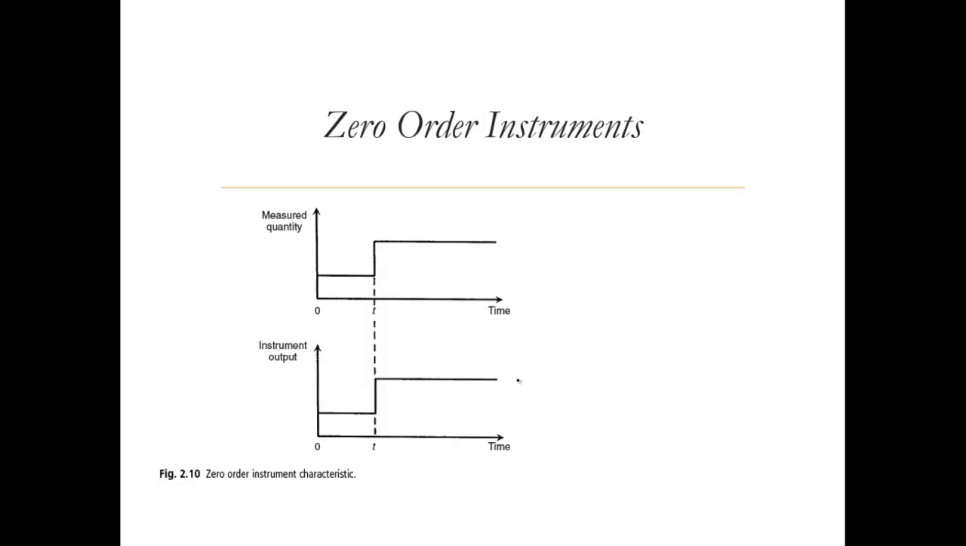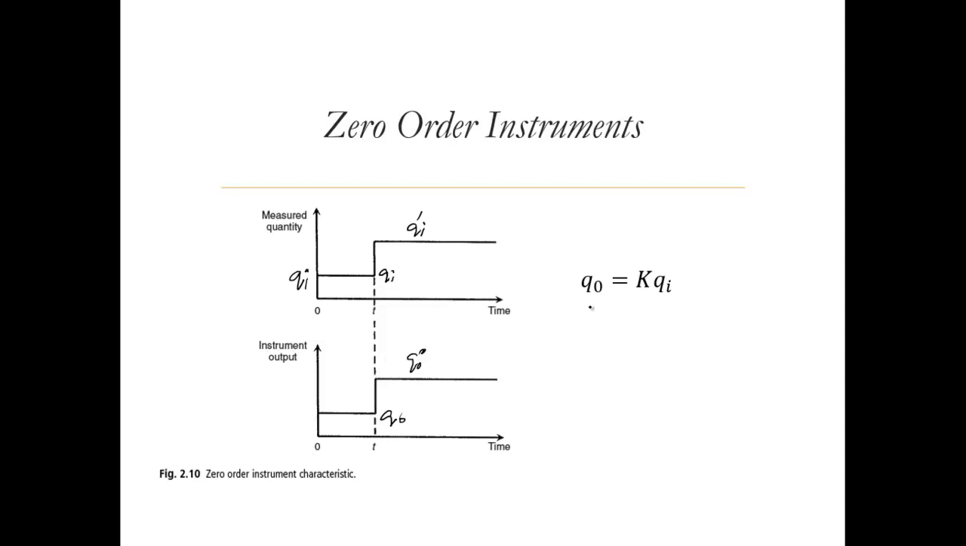Now in the zero order instruments, this is how the output will respond to an input. So this is the measured quantity. For example, at this instant you had qi, and now it becomes qi dash. Which means there is a step change in the input, and accordingly you have a similar step change in the output. This change could be different based on the linear relationship between the input and the output.